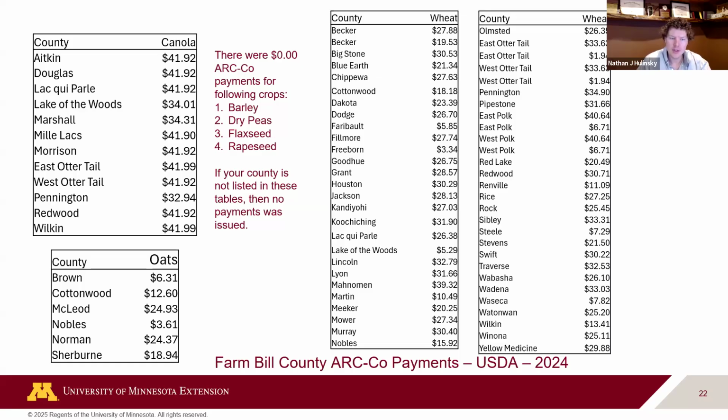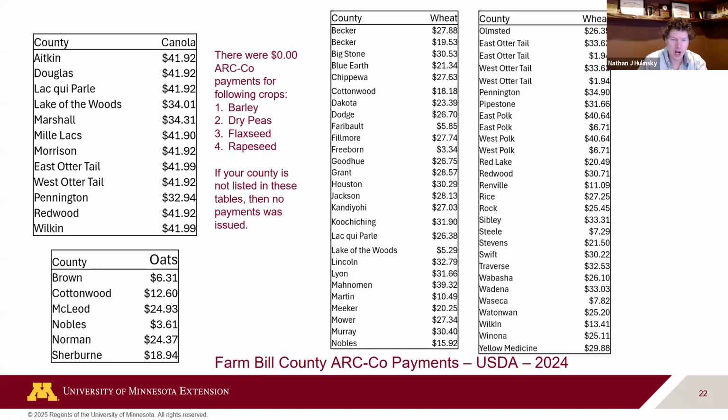If the county has two separate payments, like Becker County, the first one is for irrigated ground, the second one is for dry ground. So some counties have two, some just have one. If it's only one, then it's going to be the dry land payment. So some decent wheat payments were issued after the growing season of 2024. These are not known when a farmer goes to plant the crops.